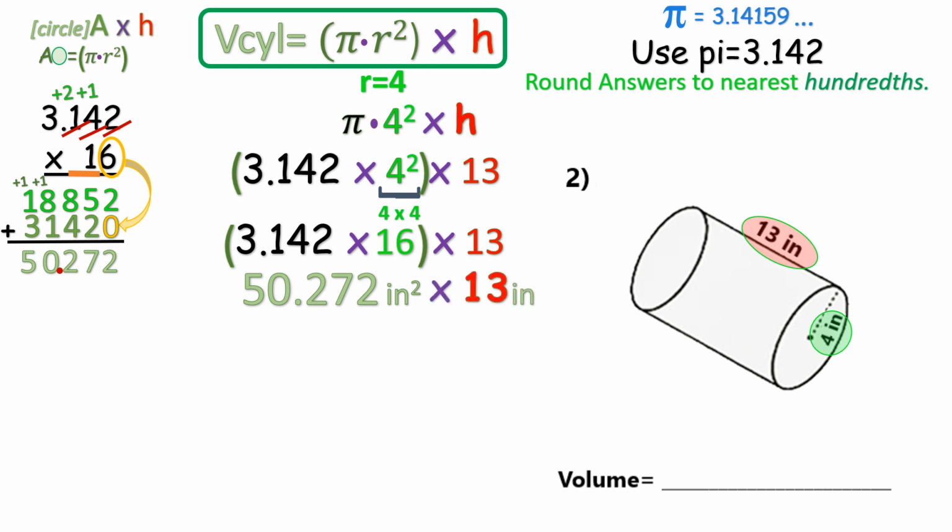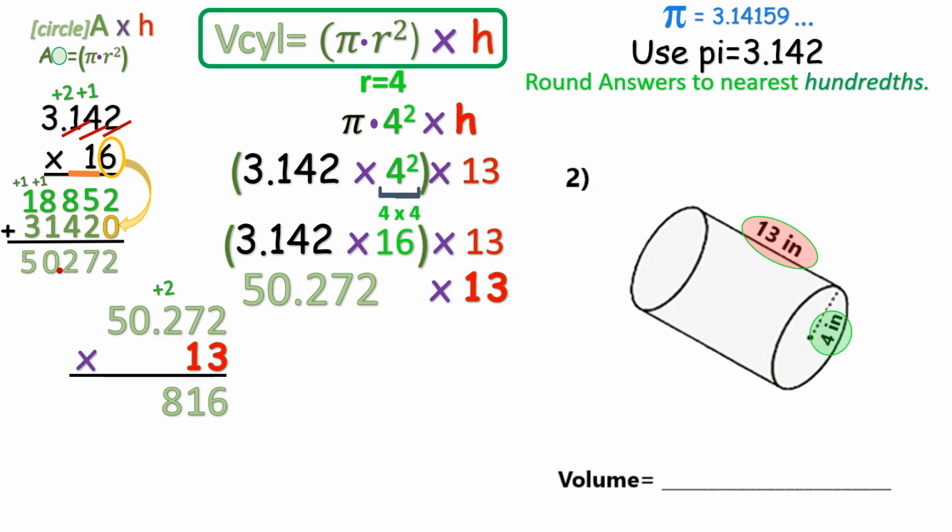But I still have to multiply it by the height, which is 13 inches. So when I do that, I stack it 50.272 times 13 and multiply by my 3. 3 times 2 is 6. 3 times 7 is 21. Put down my 1, carry my addition of 2. 3 times 2 is 6 plus 2 is 8. 3 times 0 is 0. And 3 times 5 is 15. Once again, I have two double digits here, so I'm going to take my second number and it tells me to bring down a 0. And then if I'm multiplying by that 1, that's great because then I just have to put my numbers down in the correct order. Now I can add them and I get 6.